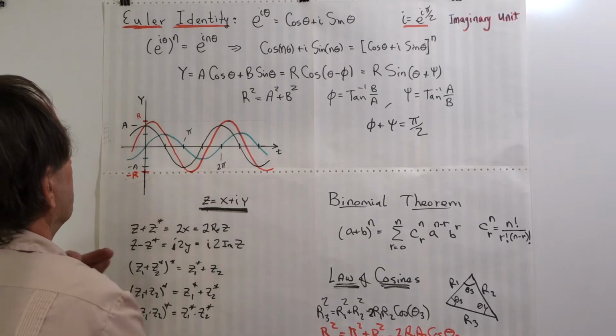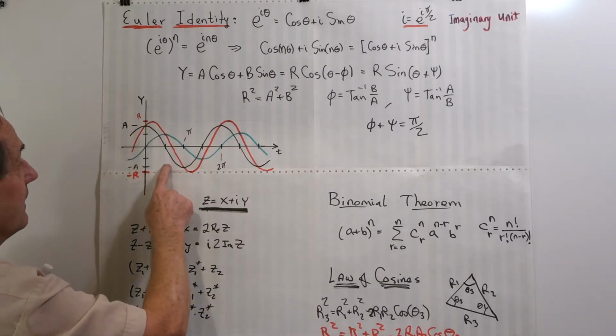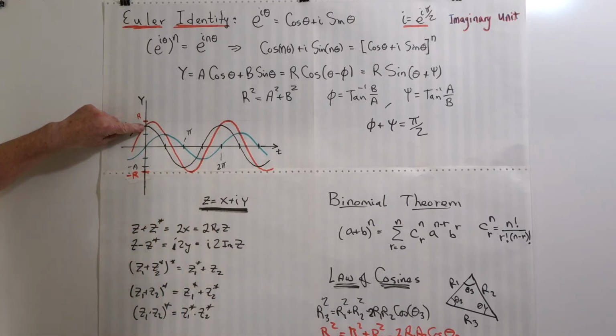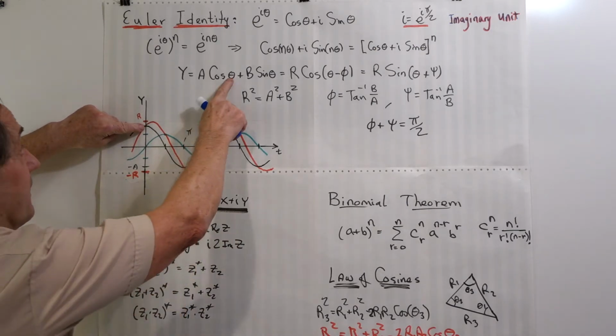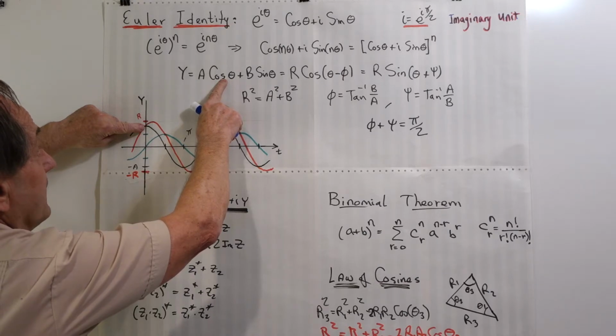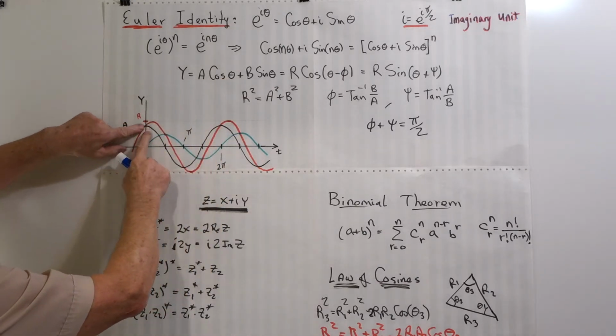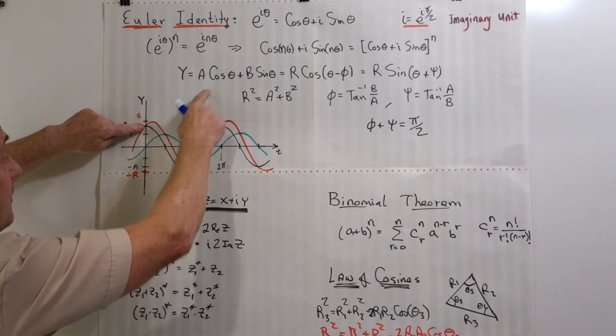A cosine theta is in black. That's the black curve here. Cosine starts out at a maximum when theta is 0. When theta is 0, the cosine is 1. And so we're at maximum amplitude A when theta is 0.